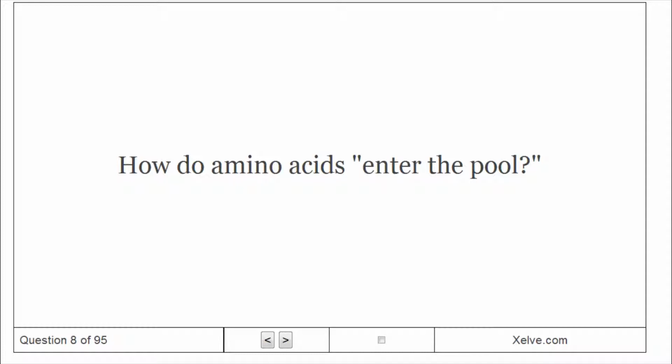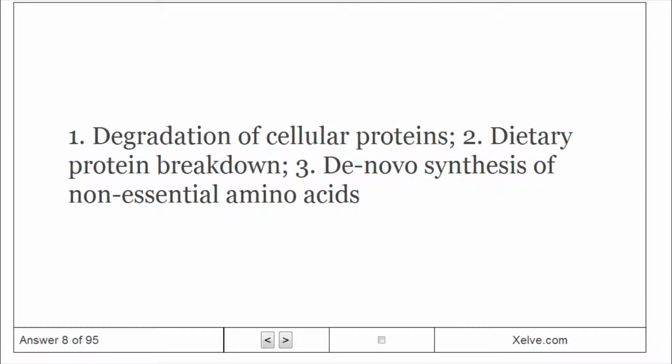How do amino acids enter the pool? 1. Degradation of cellular proteins. 2. Dietary protein breakdown. 3. De novo synthesis of non-essential amino acids.